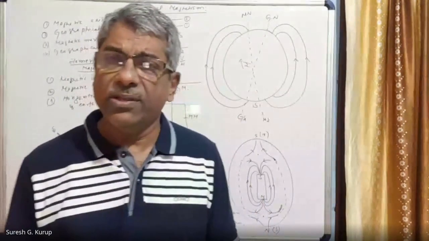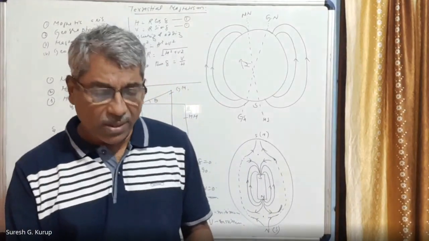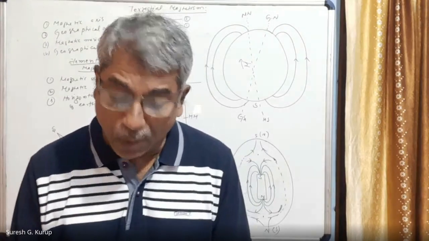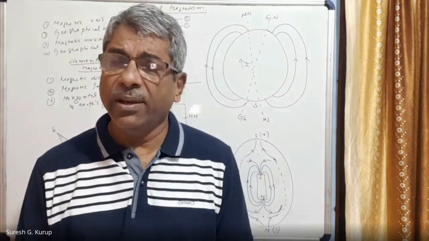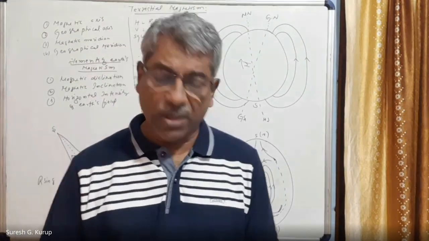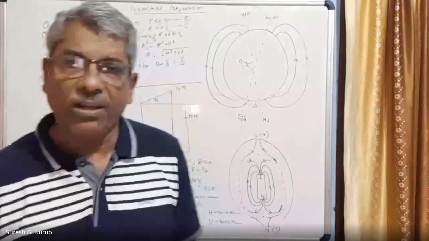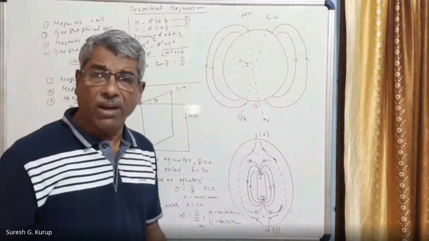Yesterday we discussed and proved that a solenoid is equivalent to a dipole magnet. Successfully we have proved it. Today the next new topic in magnetism is terrestrial magnetism. Terrestrial magnetism is Earth as a magnet.